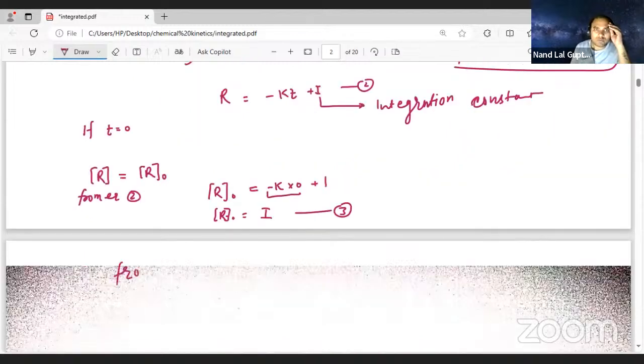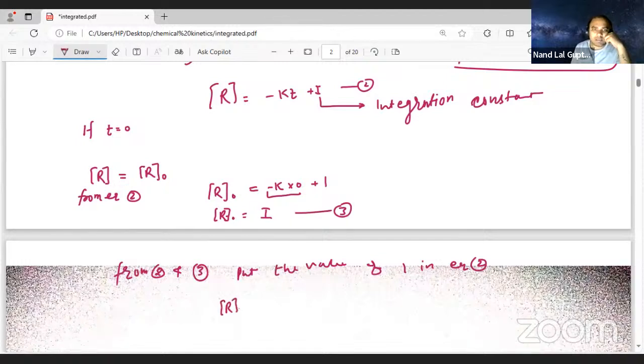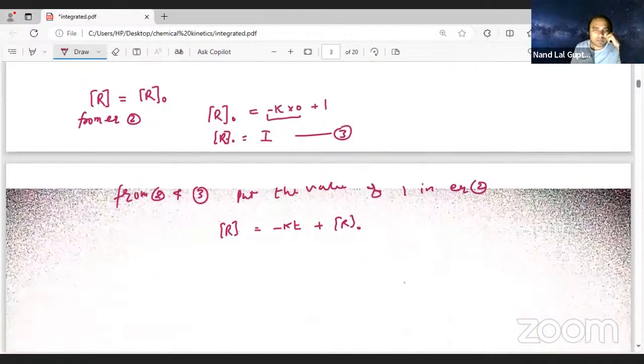From 2 and 3, we put the value of I in equation 2. So R is equal to minus kt plus R naught. This is R naught. Okay, here kt I am taking to the other side.